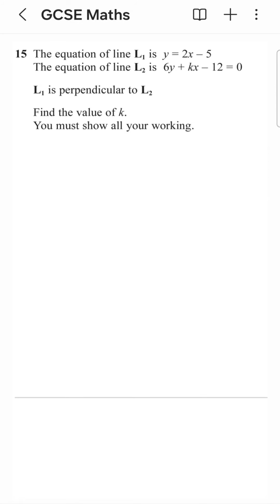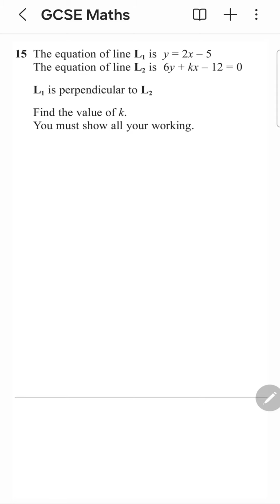Let's go through this GCSE Maths Edexcel Higher exam question. The equation of line L1 is y equals 2x minus 5. The equation of line L2 is 6y plus kx minus 12 equals 0. And the lines are perpendicular.